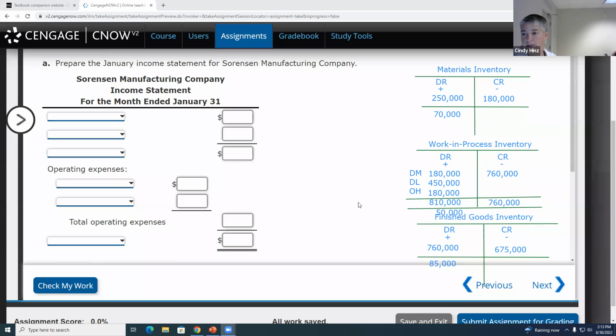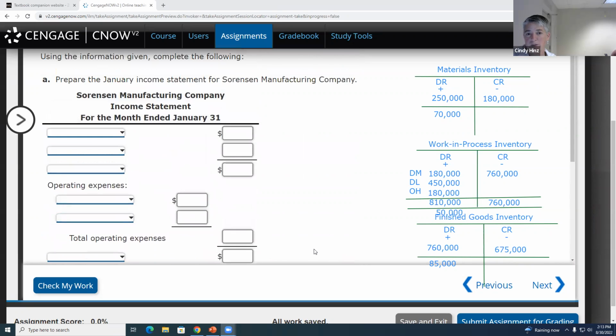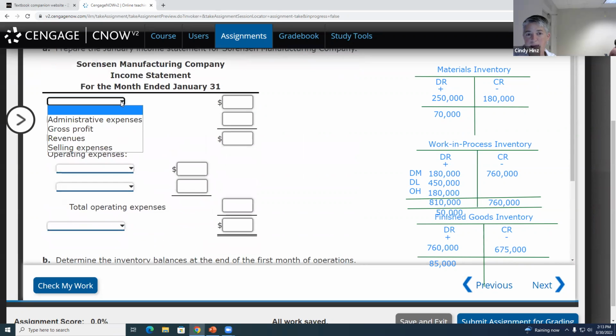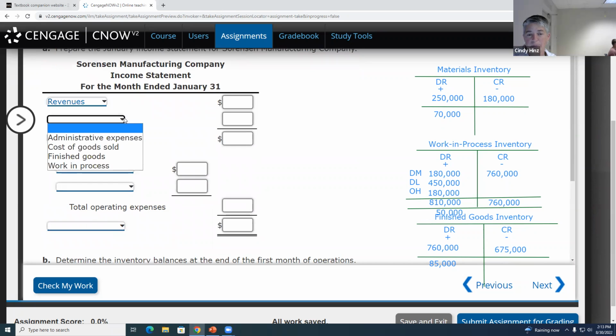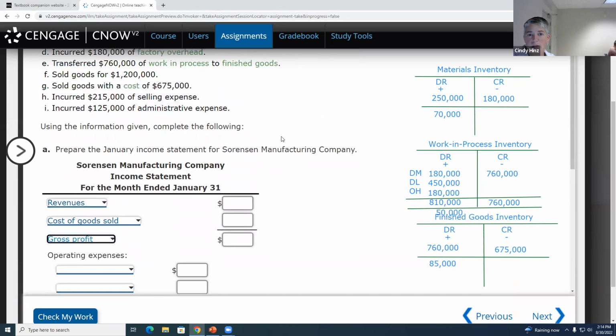So now that we've balanced all of the T accounts, we can enter those ending balances down here in part B, and we can go back to our income statement. As I was saying, this is the multi-step income statement. So it's revenue minus cost of goods sold to get to our gross profit or gross margin. We were told in letter F that the amount we charged our customers was 1.2 million, and in letter G that the cost of goods sold was 675,000.